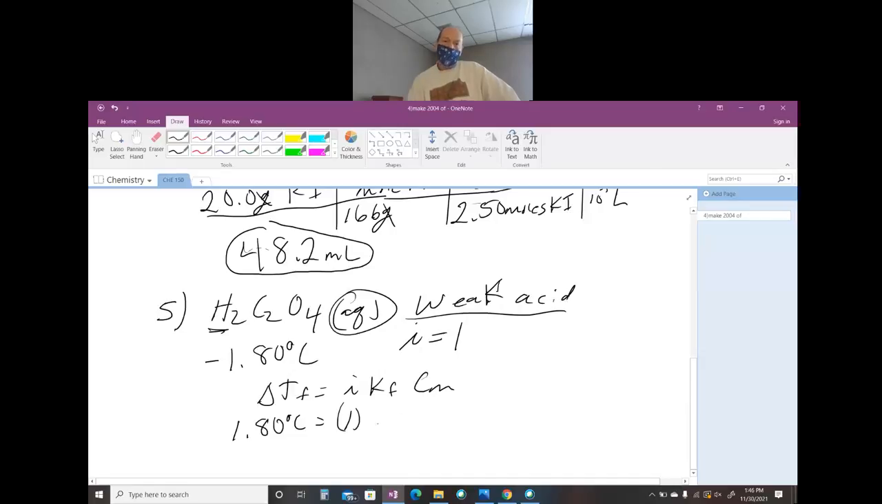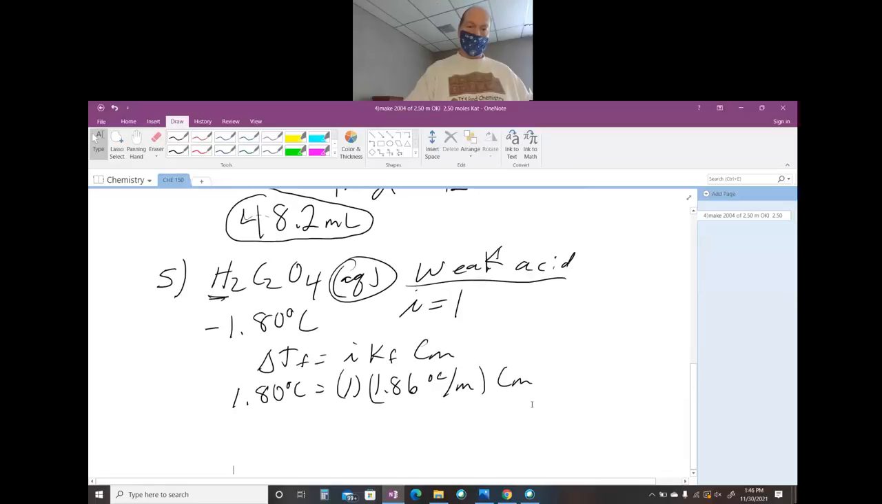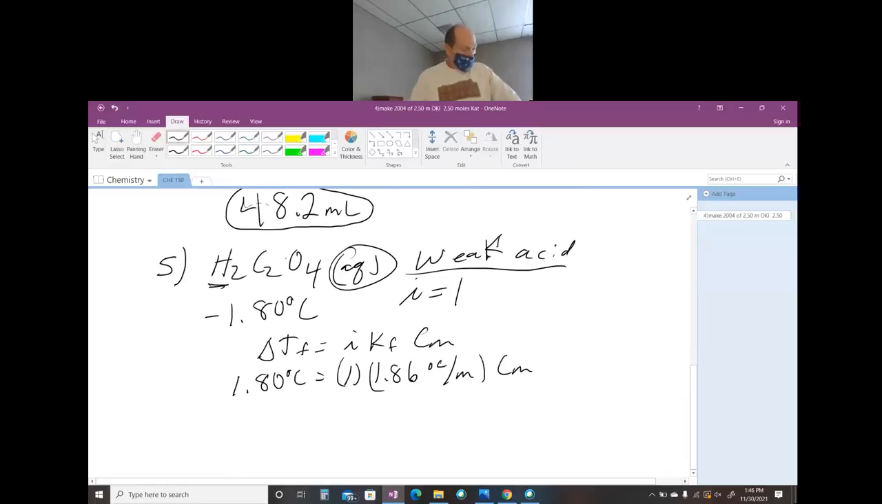Weak acid, the i value is 1. Kf is a constant. You look it up. 1.86 degrees Celsius per molal. And you just solve for your concentration in molality. So you divide both sides by the 1.86, and you get your C sub M is equal to 0.968 molal.